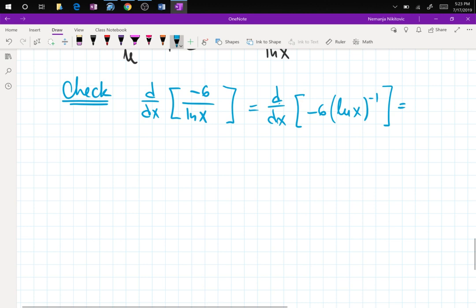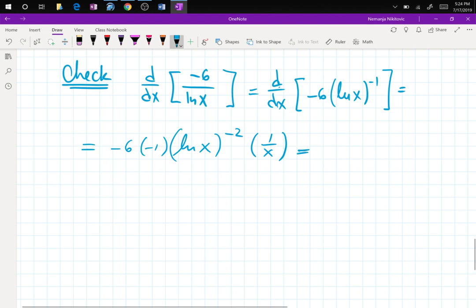Because I don't want to do the quotient rule, because negative 6 is not a function. Again, no need for a sledgehammer if this is a basic chain rule problem with that negative 1 dropping down as you differentiate. So what do I have? I have negative 6 times negative 1 ln of x to the negative 2, because when you're differentiating, it's exponent minus 1. So minus 1 is minus 2, times the derivative of the inside, which is 1 over x, because that's your chain rule.